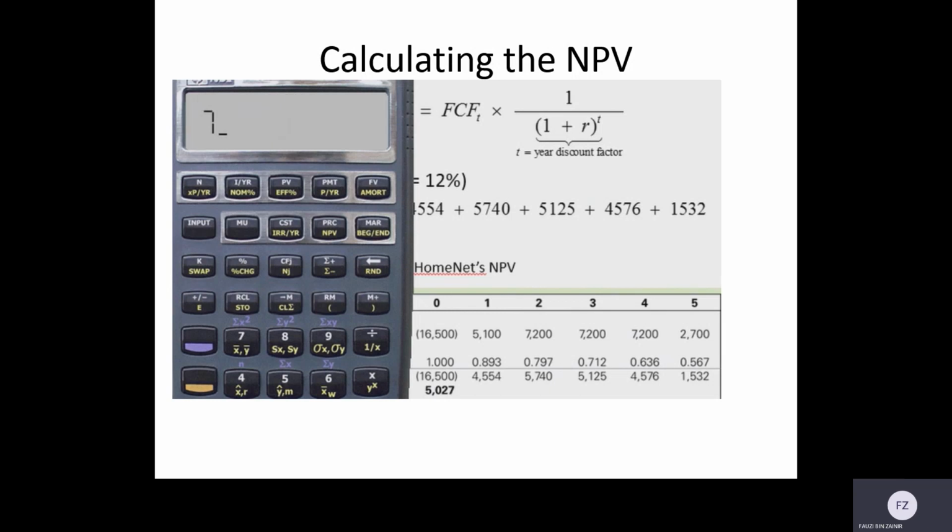So you have 7,200, CFJ, and then 7,200, CFJ, that's year 3, and then another 7,200, CFJ. That's until year 4, and for the last year you key in 2,700, CFJ. Then don't forget to key in the interest rate. The interest rate is 12%, so you have 12, and then you press orange and NPV.